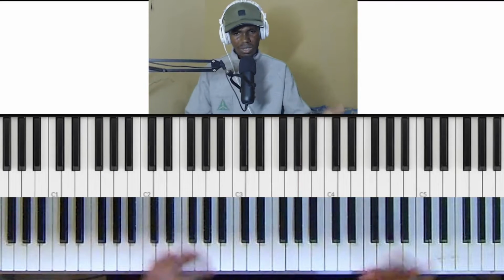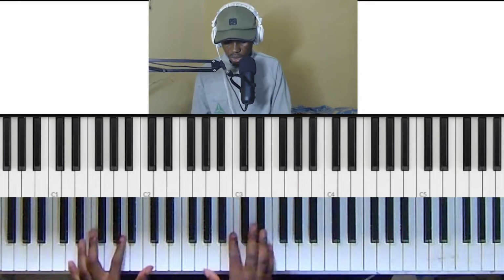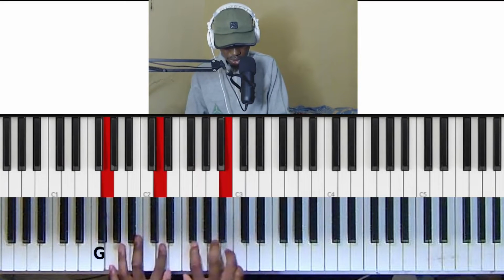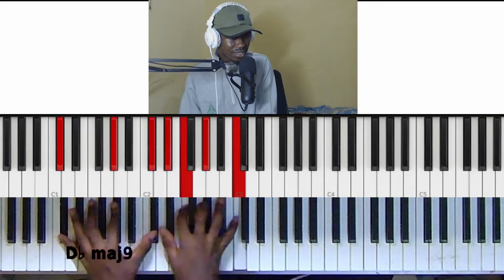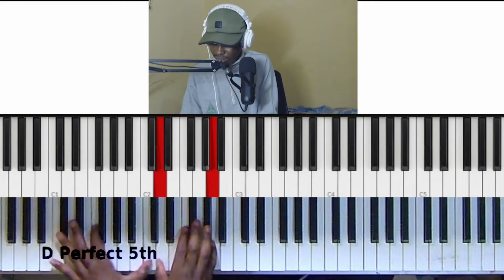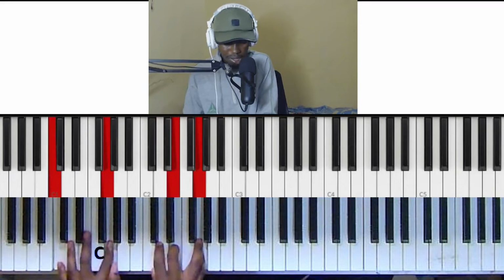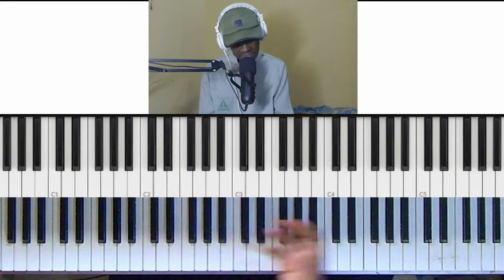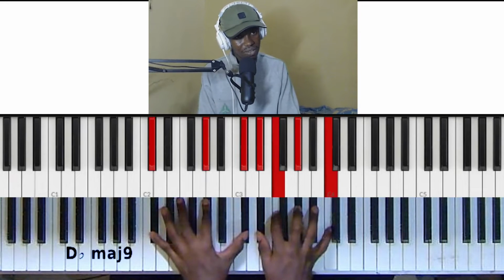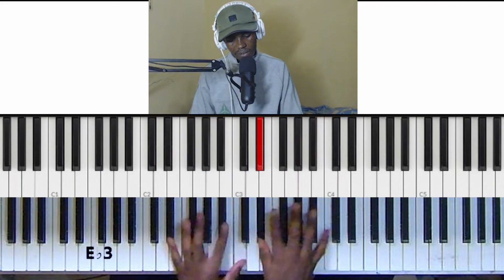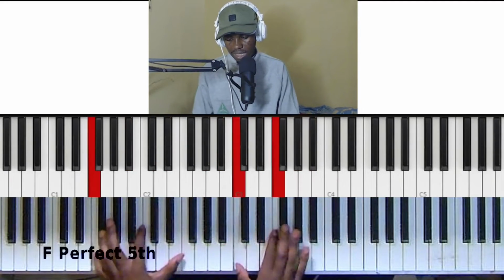Alright, so you could even use this as a cadence to end the song if you have a 2, 5, 1. Okay, works well. D flat, A flat, E flat, B flat, F.